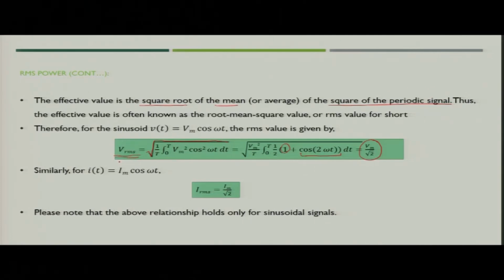The output which we get from here is Vrms, and this value is equal to Vm by root 2, where Vm is the peak value of the signal. Similarly, if you take current, that is i(t), and we represent i(t) in terms of a sinusoid as Im cos omega t, we will get the RMS value of current, that is Irms equal to Im by root 2. Now, you have to note an important point here: this value is applicable only for sinusoidal signals. If you do not have a sinusoidal signal, you have to compute from the integral and calculate the complete RMS value with the help of the original function which we just used for the derivation of the RMS value.